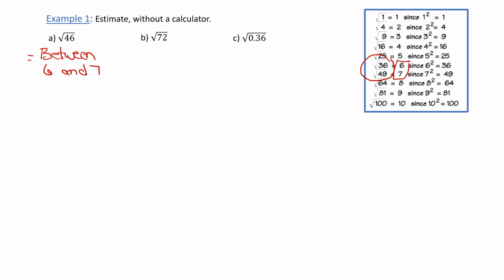So I'm just going to estimate. Now, looking over again at the chart, does it look like it's closer to 6 or closer to 7? So the square root of 46. 46 is closer to 49 than it is to 36. So I'm going to take 6 point something, but I'm going to make it a little bit closer to 7. So maybe 6.7, 6.8 would be a good guess. If you had a question like this on a test, I would accept anything from about 6.5 up to 6.9 for an answer here. So this is about 6.7.